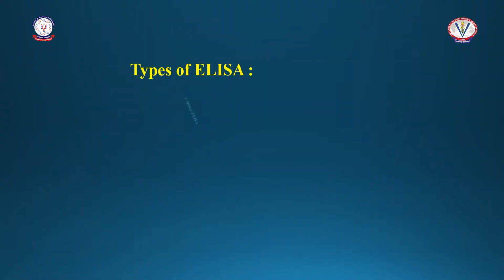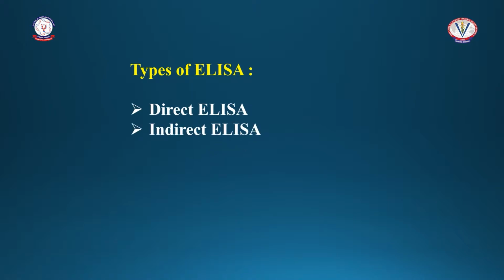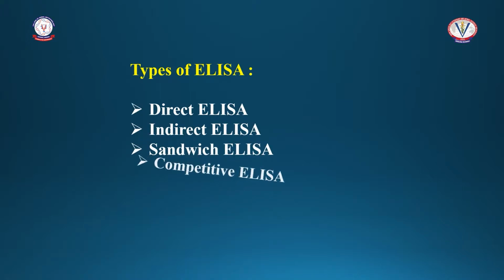Basically, ELISA is of two types, direct and indirect ELISA. In the direct ELISA, the primary antibody is labeled, while in the indirect ELISA, the primary antibody that binds to the target molecule is not labeled, but the secondary antibody which is used against the primary antibody is labeled. The other two types of ELISA include sandwich and competitive ELISA.